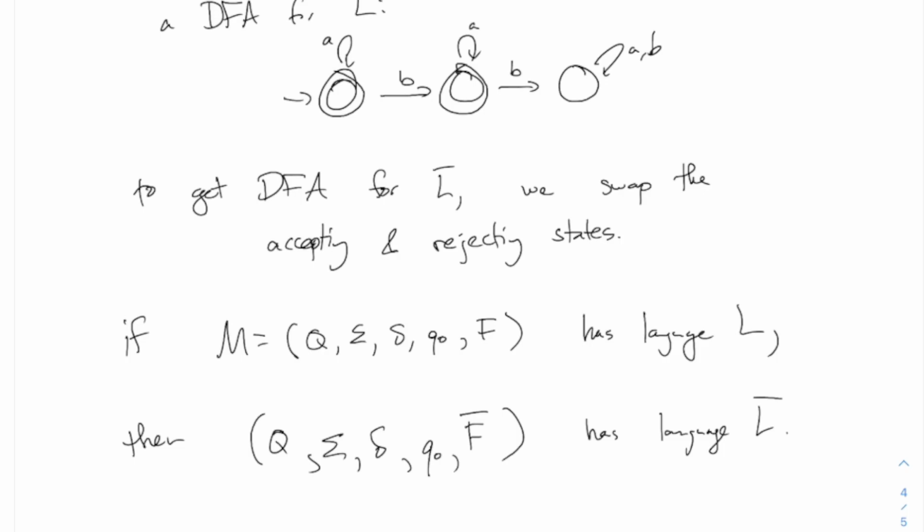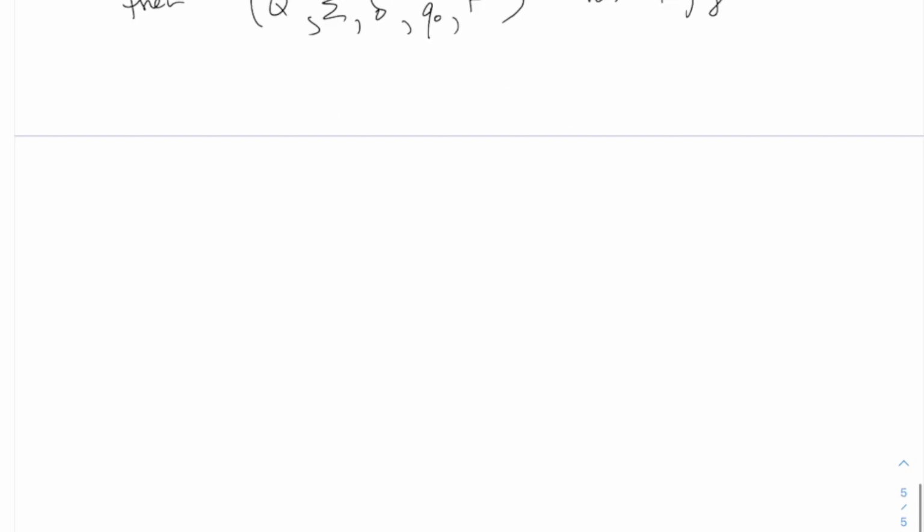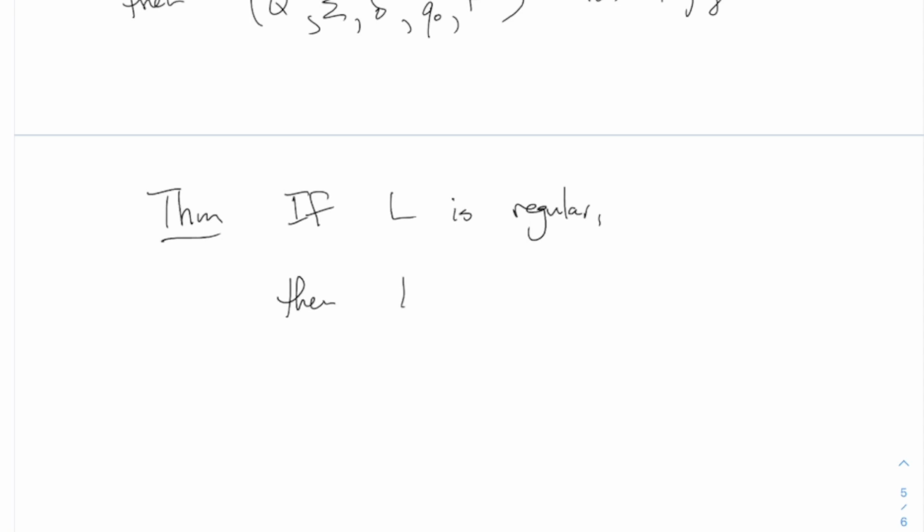Okay? I know it's time to go, but all of this constitutes a proof of this theorem. If L is regular, then L bar is regular, right? Because there is a way to get a DFA for L bar. You just do what I just said. You swap the accepting and rejecting states. All right, we'll have more things like this next time.